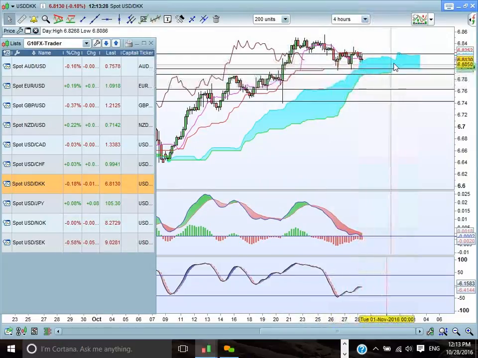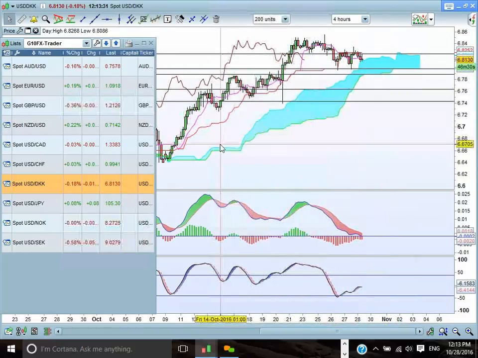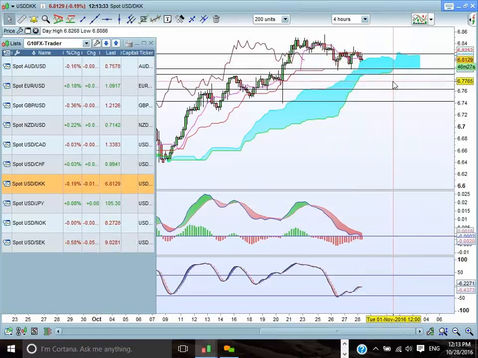But it's grinding into the cloud there to lift the support. The bottom end of the cloud is normally a stronger support area than the top.